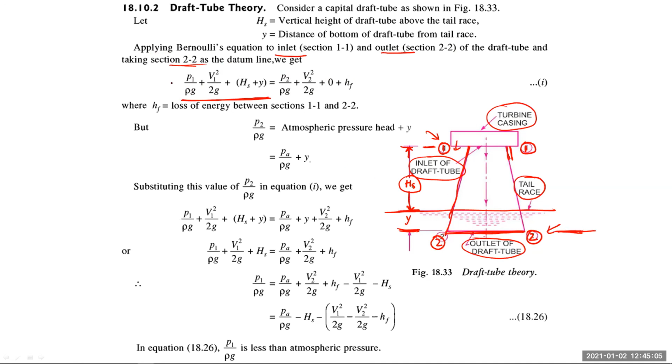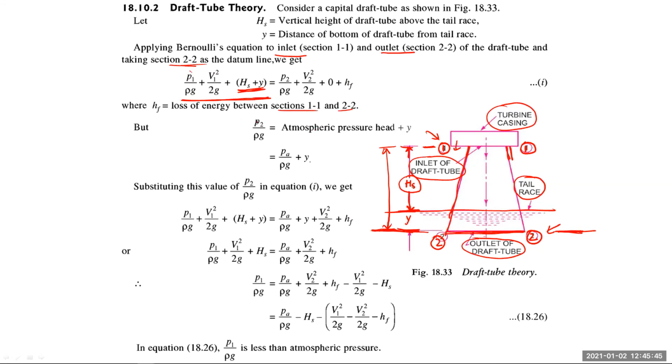Now you have to write Bernoulli's equation: P1 upon rho g plus V1 square by 2g plus Z1. Z1 is the distance above the datum, that is Hs plus Y. On the right hand side, P2 upon rho g plus V2 square by 2g plus Z2. Here Z2 is 0 because it is lying on your datum line, plus Hf, that is the loss of energy between section 1 and 2.